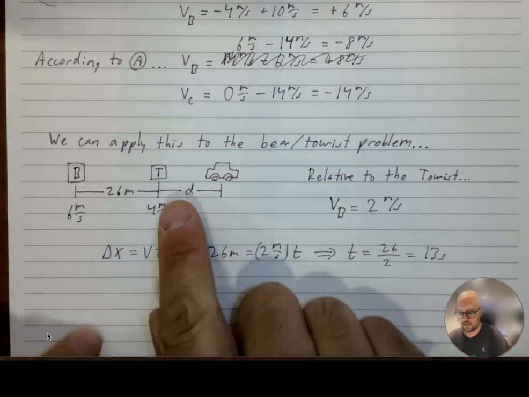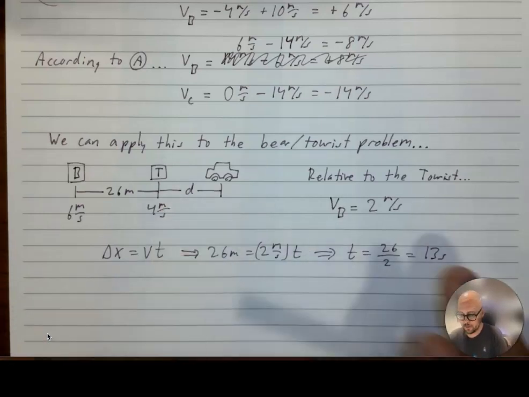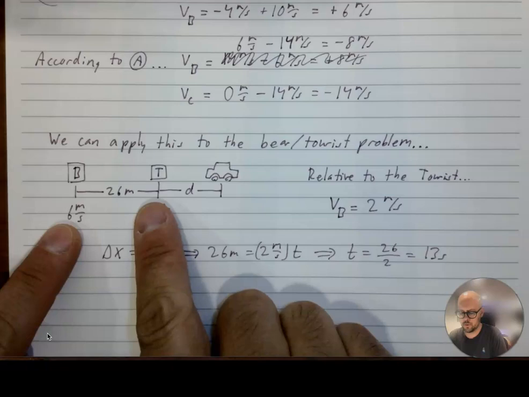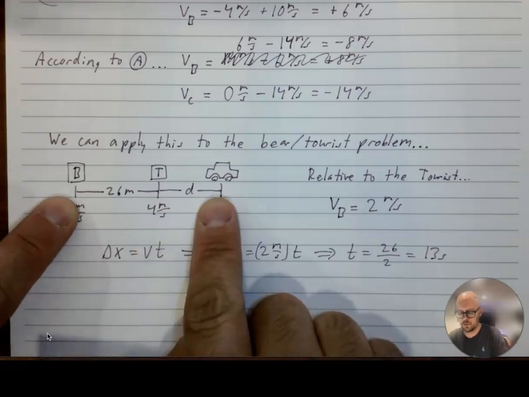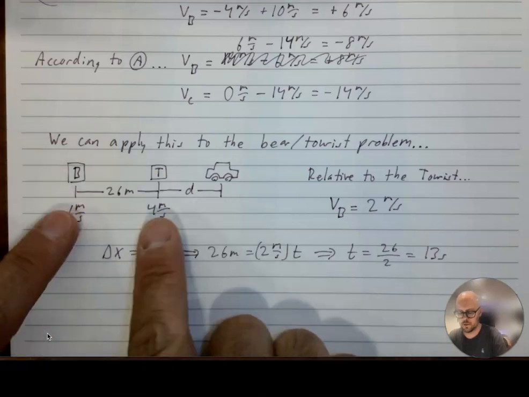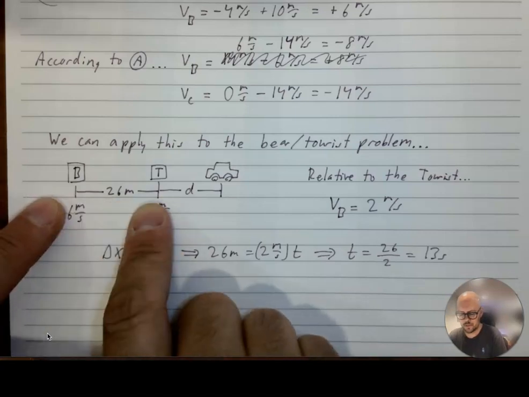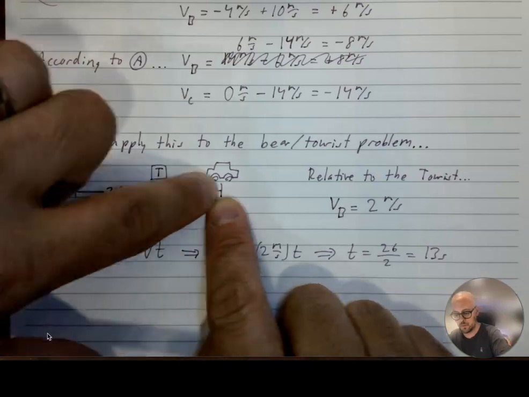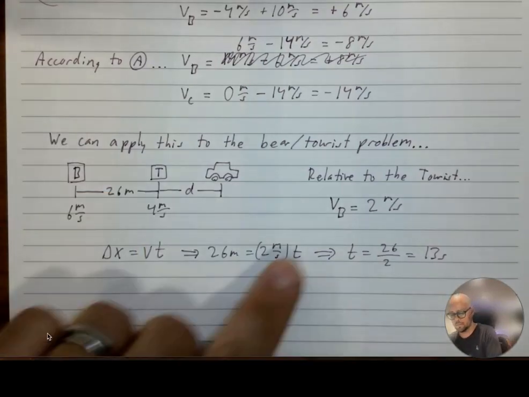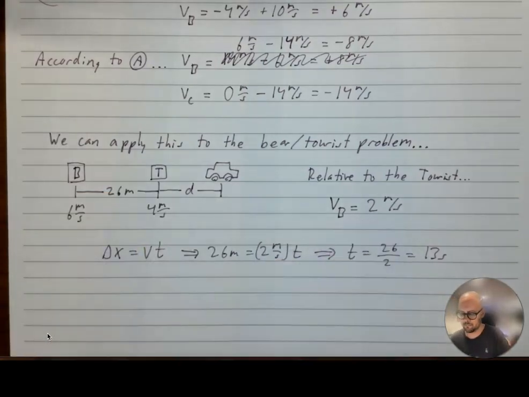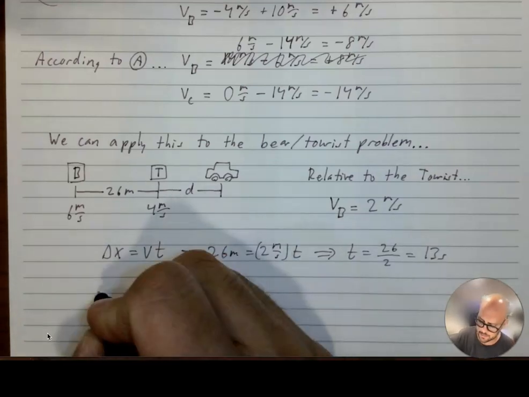This is interesting because it takes this distance d out of this part of the problem and just says, well, the tourist is moving, but the bear is moving 2 meters per second faster. So all I need to do is figure out how much time it takes for the bear to catch up these 26 meters based on its relative velocity. Now I'm done with relative velocity. The actual problem was to find that distance d.